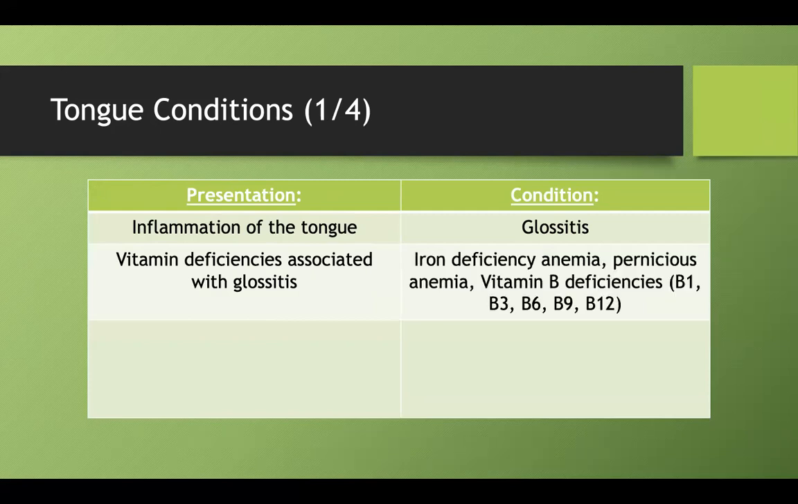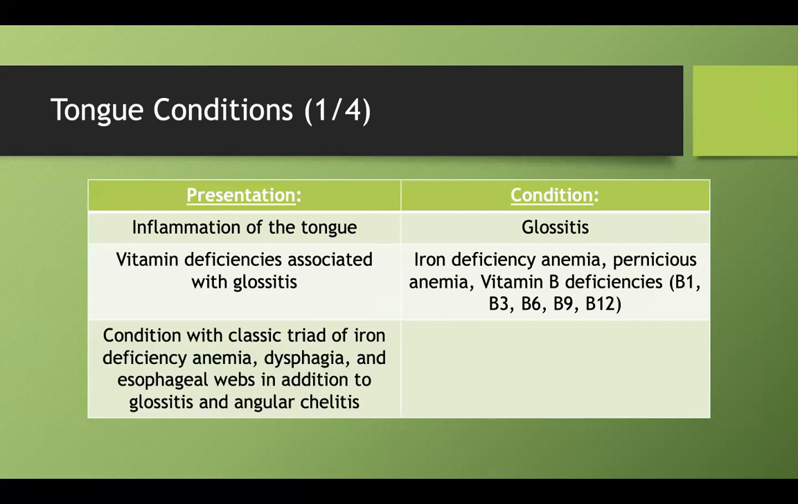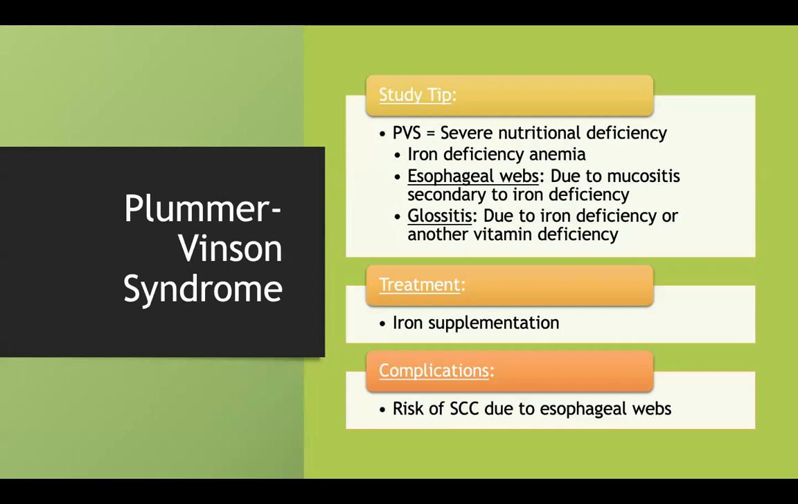Iron deficiency, pernicious anemia, which is B12 deficiency, and then all the other vitamins. I guess it's a little redundant with B12 here, but any B vitamin and iron you should consider can be associated with glossitis. And with that, what's a condition associated with iron deficiency anemia, dysphagia, and esophageal webs, in addition to glossitis and angular cheilitis? That is Plummer-Vinson syndrome, which I talk about in the esophagus lecture. I just want to point out right here, glossitis is one of its conditions. So something to keep in mind.